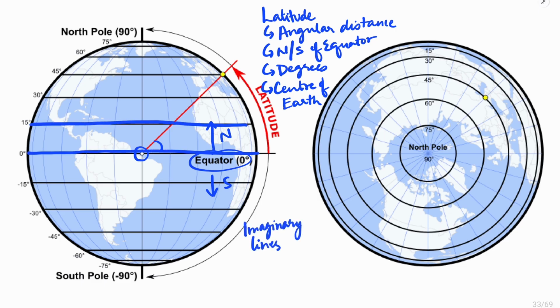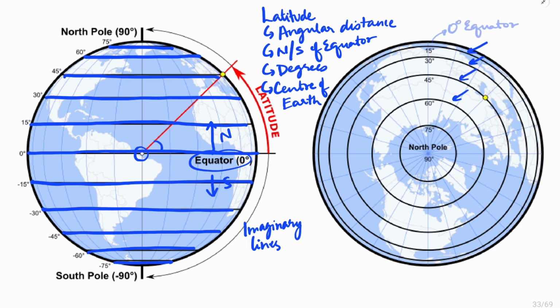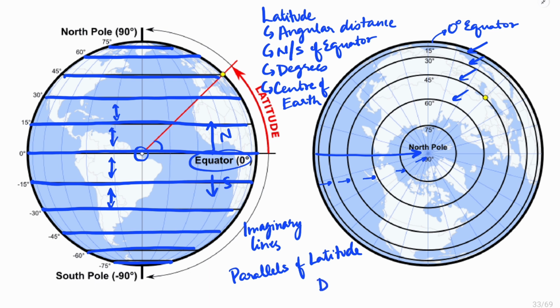They are imaginary lines running east to west around the globe. They form circles that are parallel to the equator and are called parallels of latitude as they remain equidistant from each other. You can also notice that as we move towards the poles, the length of these latitudinal circles goes on decreasing. Latitudes are measured in degrees, which can further be divided into minutes and seconds.